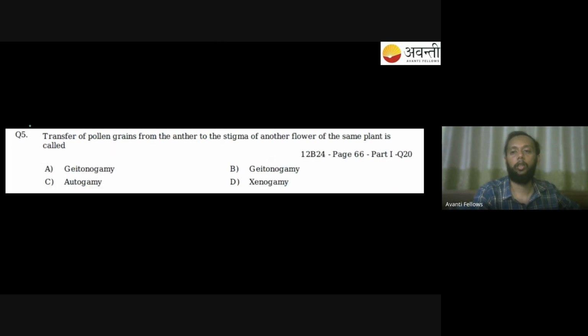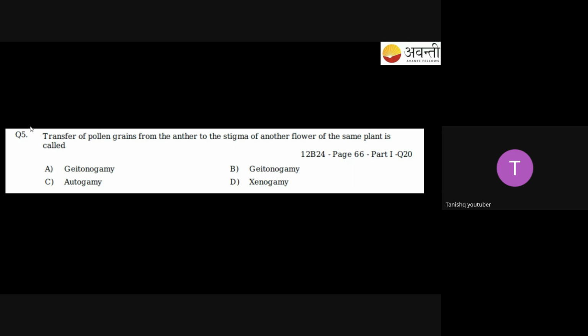ठीक है, चलो ये वाला. Transfer of pollen grain from anther to the stigma of another flower of a same plant. Unmute करके वैसे ही बोल दो जोर से आंसर. ये दोनों में. Option, Geitonogamy. Right.